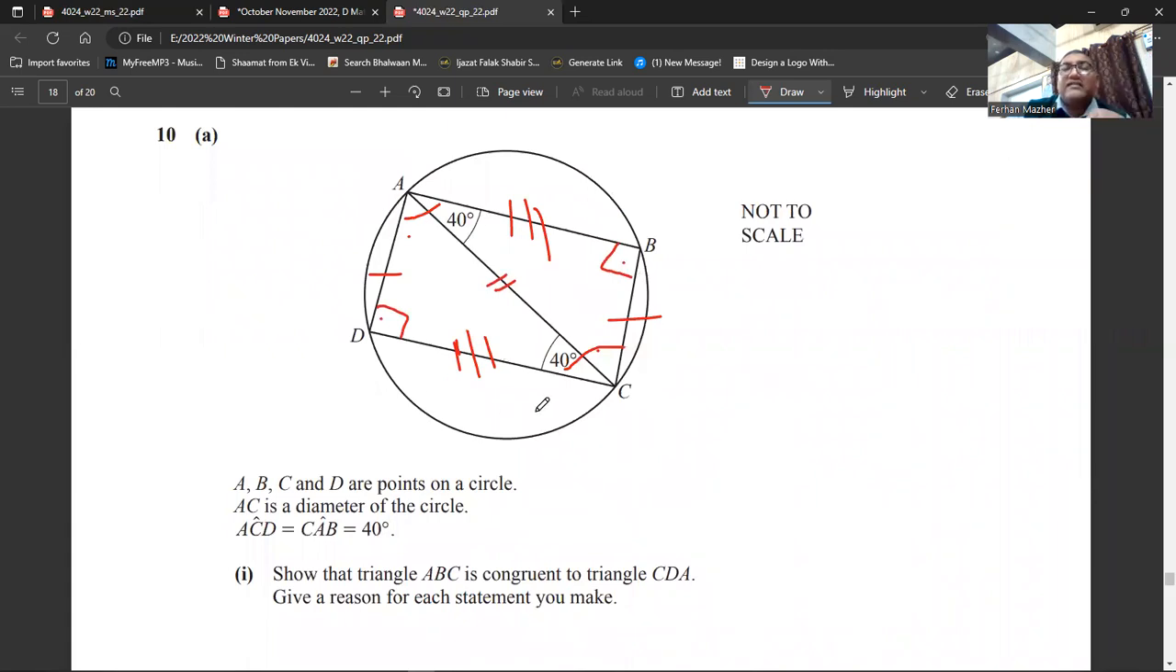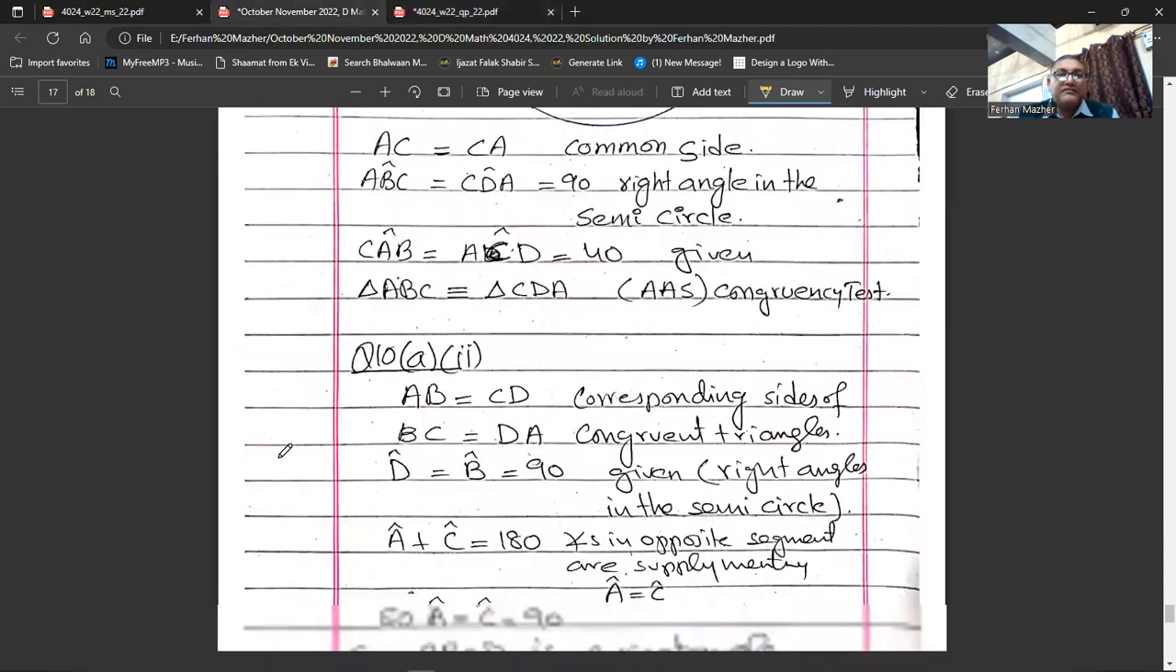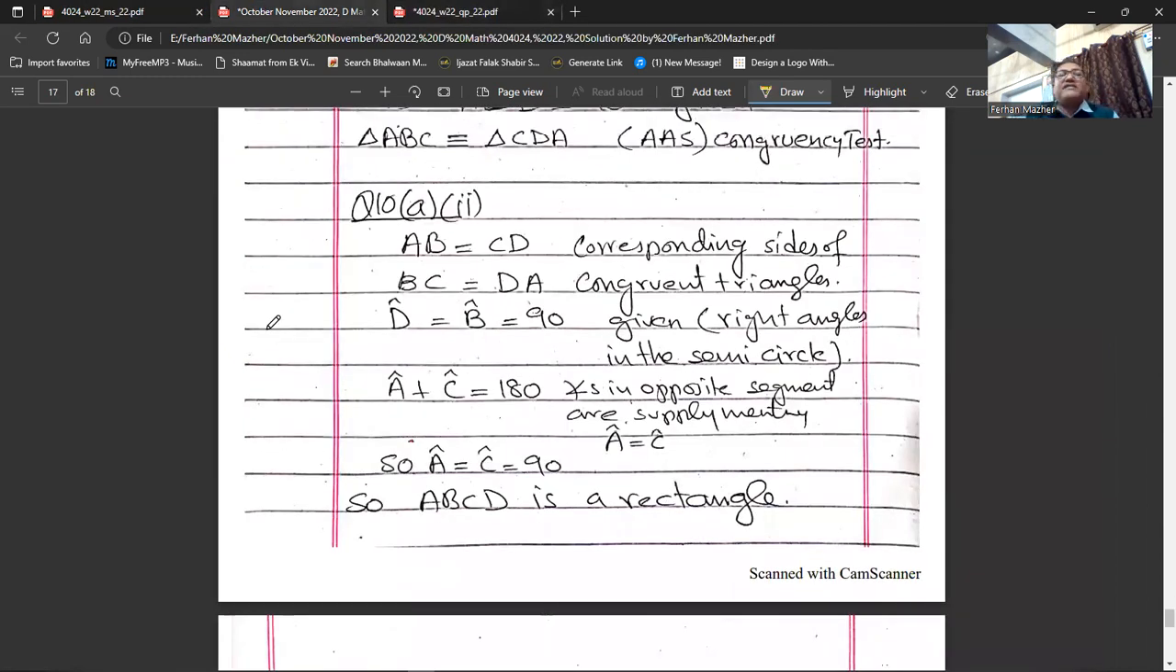All the four angles on the vertices, they are internal angles and they are of 90 degrees. The opposite sides are equal to each other. This is a rectangle, which you have to show. Okay, I've written that AB is equal to CD. That's the corresponding side of congruent triangles. BC is equal to DA, the same reason.